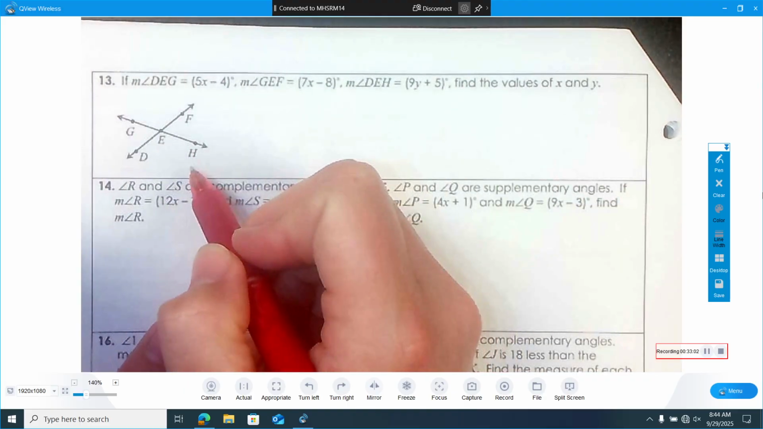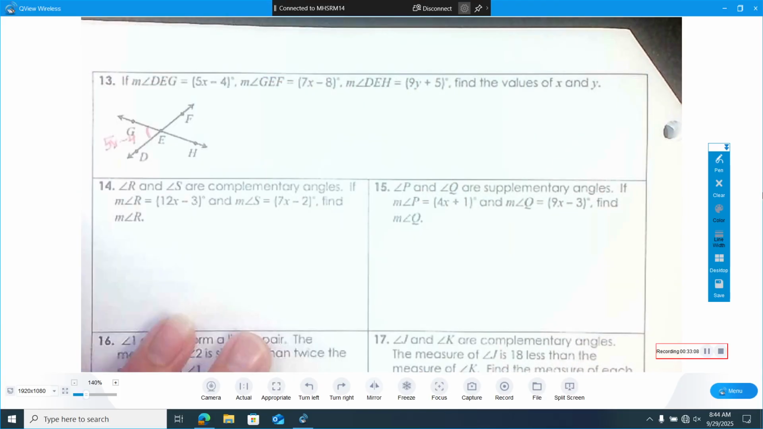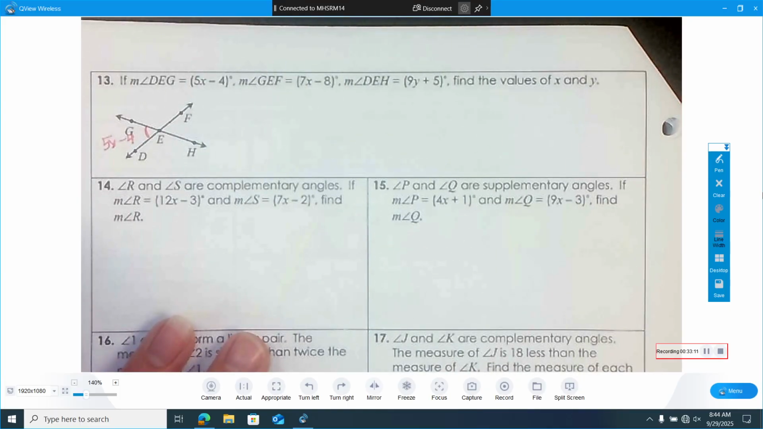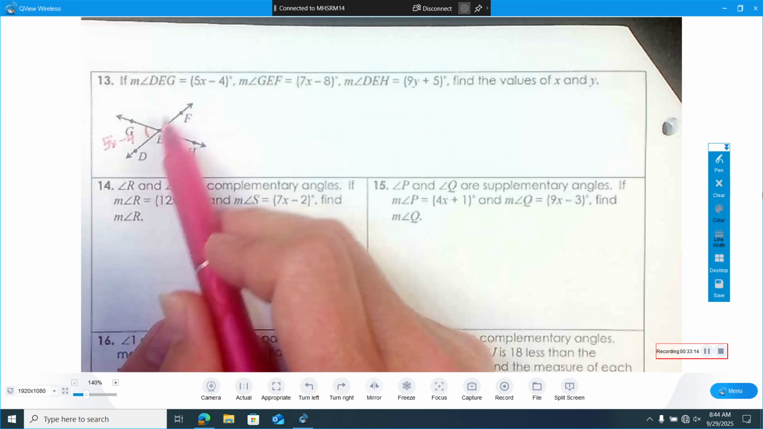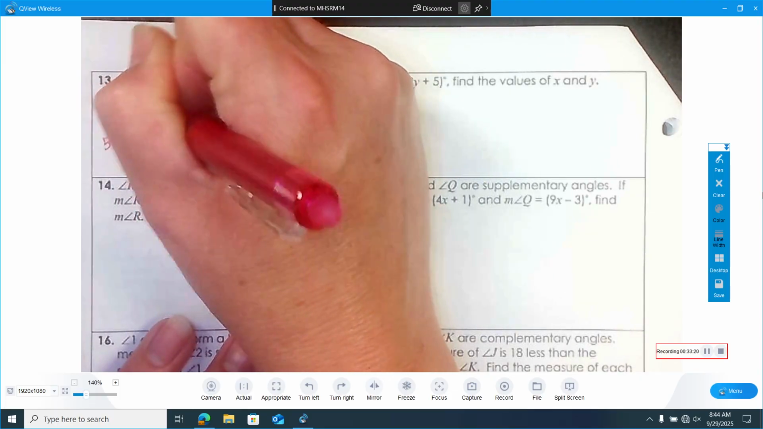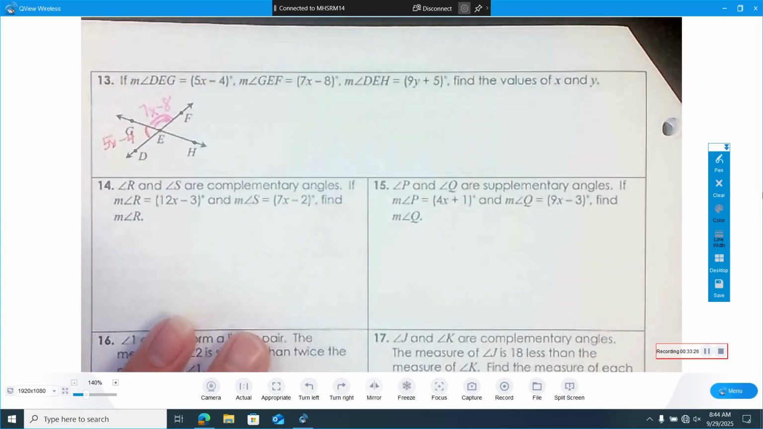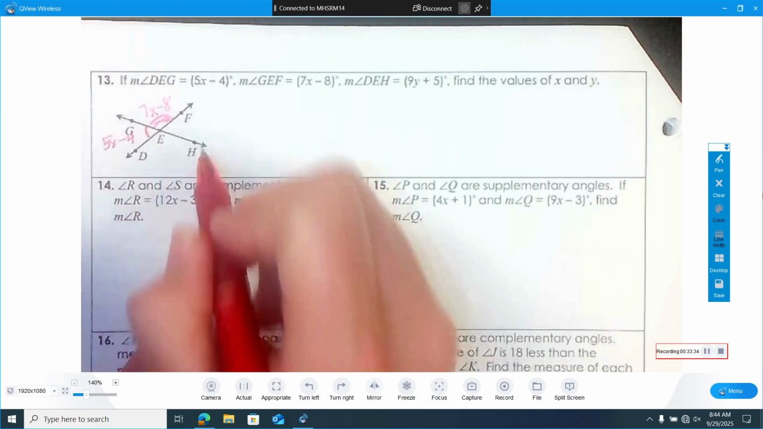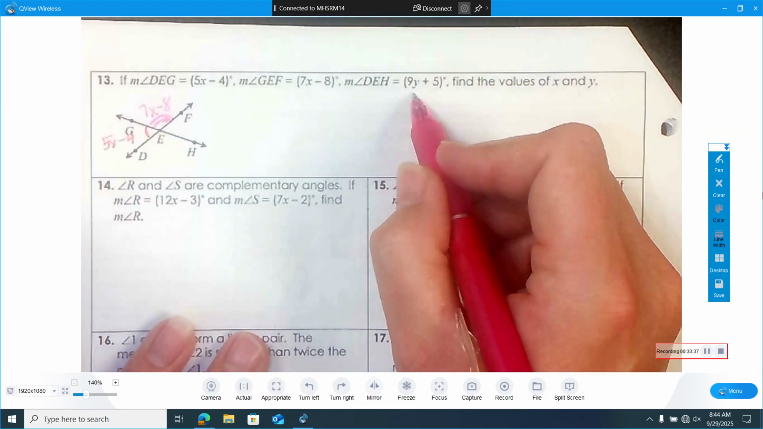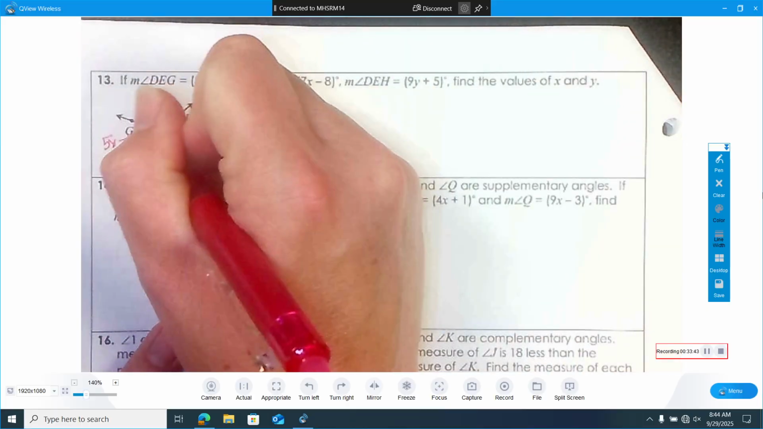All right, the measure of angle DEG, that's right here, 5x minus 4. And the measure of angle GEF is 7x minus 8. Oh, that's here. GEF is 7x minus 8. You'll notice I'm giving it a different arc mark because I don't know what it is necessarily. All right, and then it also says DEH. DEH is 9y plus 5. Ooh, interesting. 9y plus 5 is here.